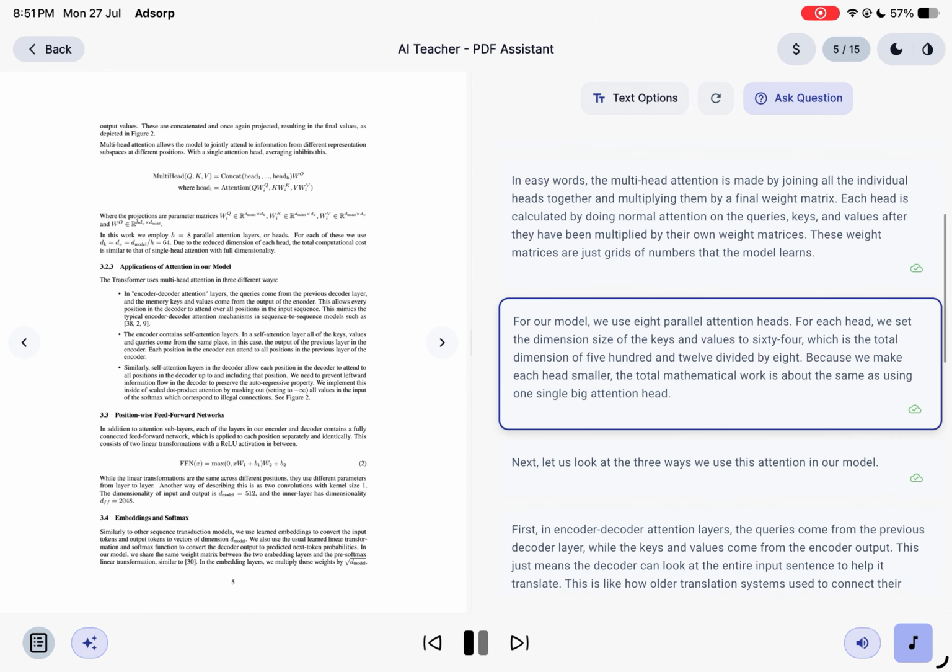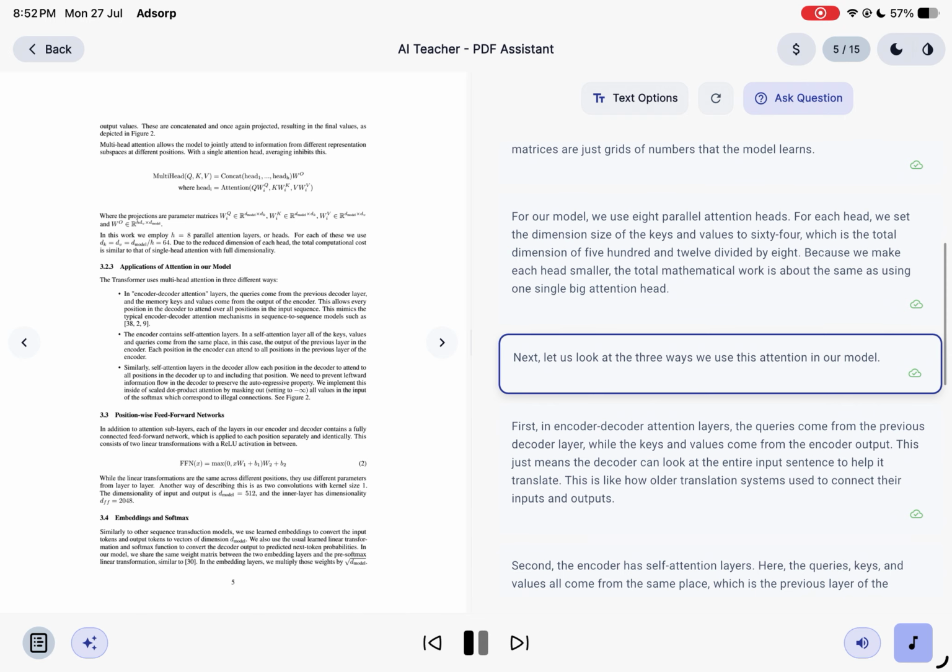For our model, we use 8 parallel attention heads. For each head, we set the dimension size of the keys and values to 64, which is the total dimension of 512 divided by 8. Because we make each head smaller, the total mathematical work is about the same as using one single big attention head. Next, let us look at the 3 ways we use this attention in our model.